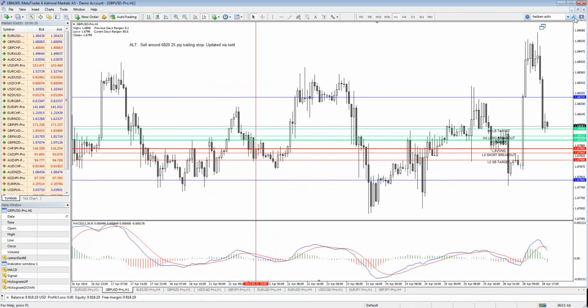Basically, you can trail the stop after 10, 15, 25 pips. It doesn't matter. It's up to you. I usually trail, if it's a swing scalp trade, after 10 or 12 pips of profit.